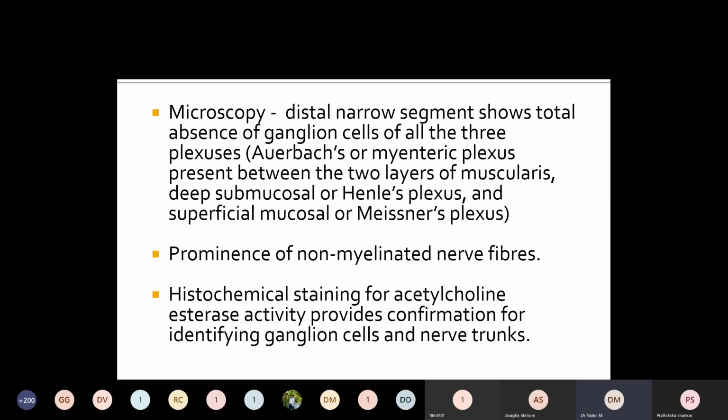And what do you see on microscopy once we biopsy this? The distal narrow segment has a total absence of ganglionic cells in all the three plexuses: the Auerbach's or the myenteric plexus, and the two in the submucosa, the Henle's plexus and the Meissner plexus. Prominence of non-myelinated fibers is again seen, and IHC markers can be used to confirm, first to stain for acetylcholinesterase activity, and to identify the ganglion cells and the nerve trunks.